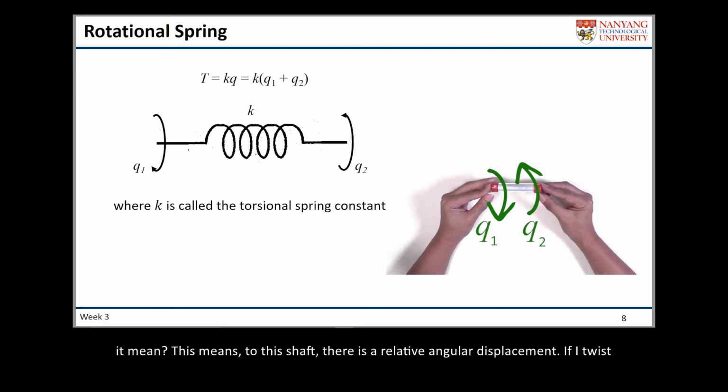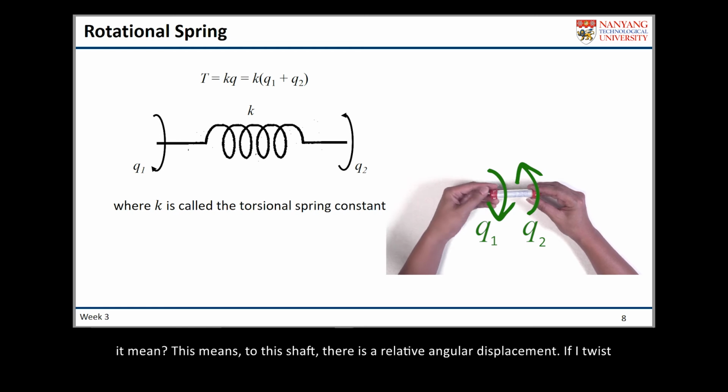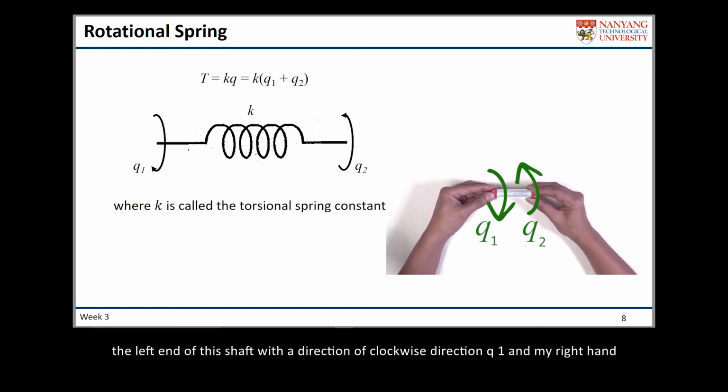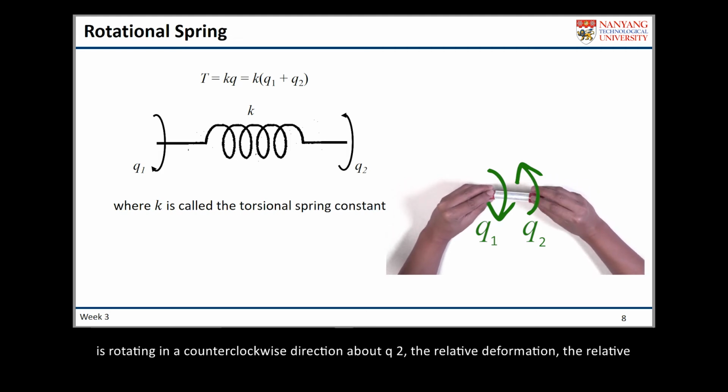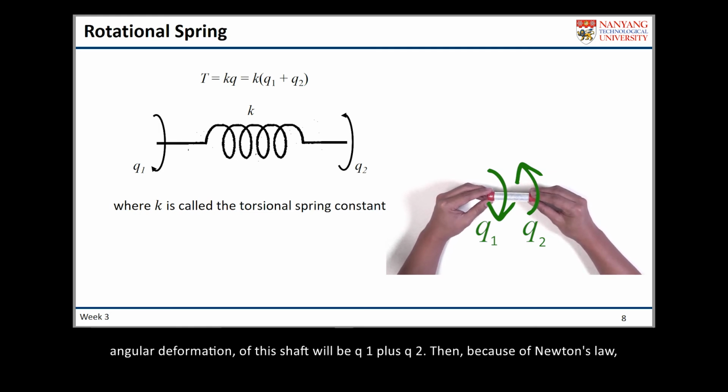This means to this shaft there is a relative angular displacement. If I twist the left end of this shaft by Q1 in the clockwise direction, and my right hand I rotate in a counterclockwise direction by Q2, the relative angular deformation of this shaft will be Q1 plus Q2.